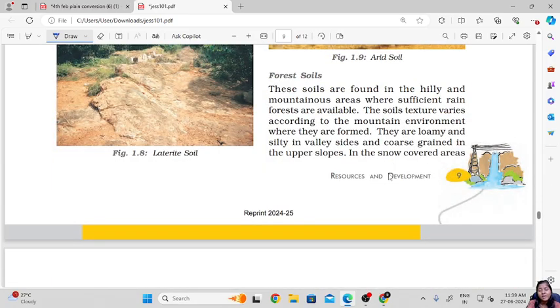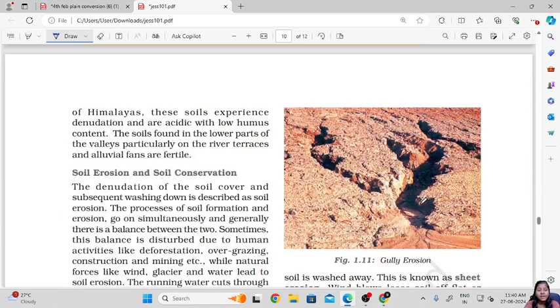So these soils are found in the hilly and mountainous areas where sufficient rain forests are available. The soil texture varies according to the mountain environment where they are formed. They are loamy and silty on the valley sides and coarse grained in the upper slopes. In the snow-covered areas of the Himalayas, this soil experiences denudation and is acidic with a low humus content. The soil found in the lower parts of the valleys, particularly on the river terraces and alluvial fans, is fertile.